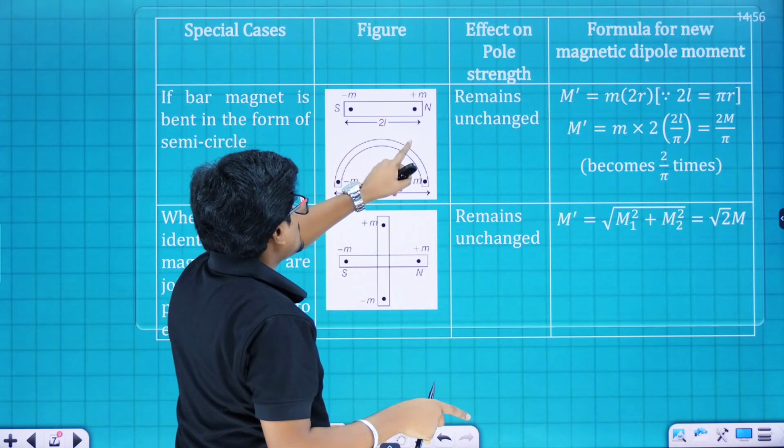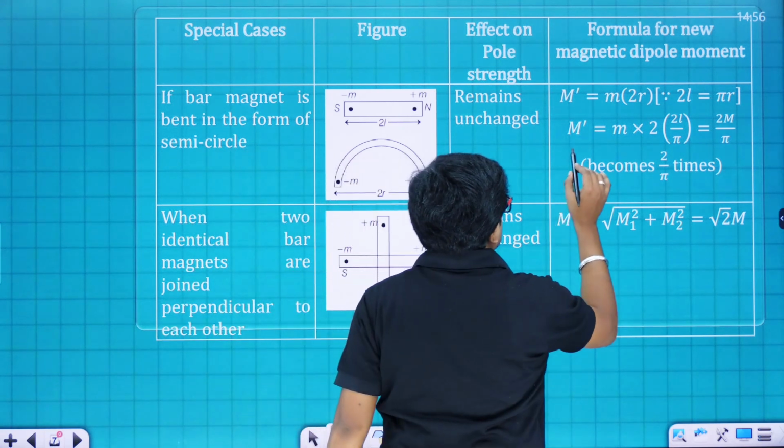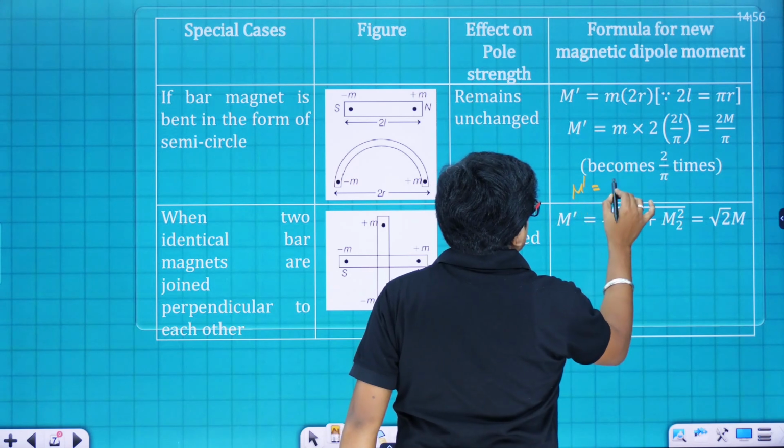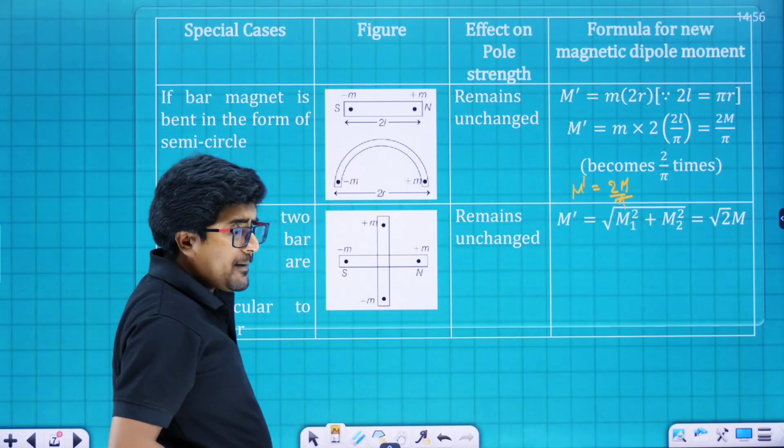2r. Earlier it was 2L, now it is 2r, where r is the radius of curvature. So in this case M dash is going to be 2M divided by pi. M dash is going to be 2M by pi.